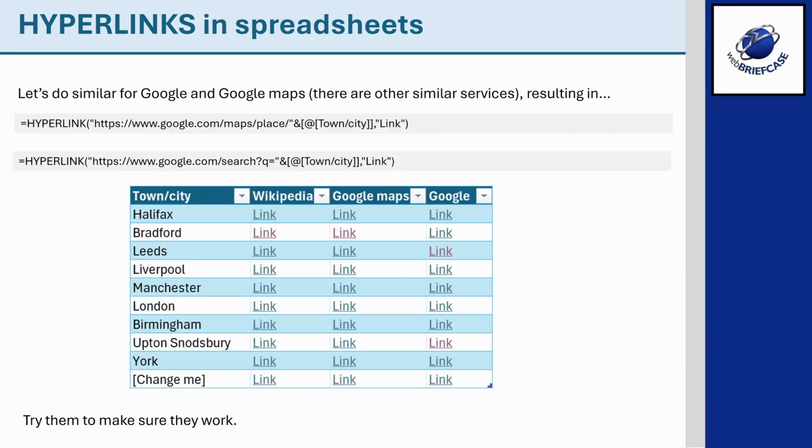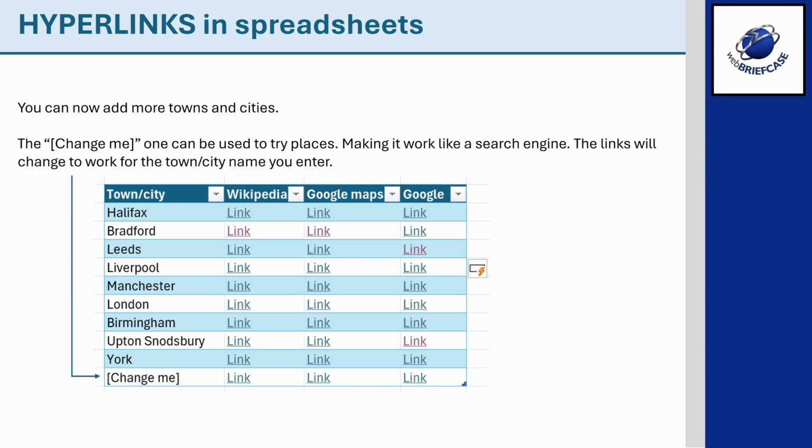Let's do similar for the Google Maps and Google columns. On the screen you can see the formula to use for each one. Try them once you've added them, just to make sure that they work. You can now add more towns and cities if you'd like. The Change Me row can be used to try different places, making it work like a search engine. The links will change to work with the town or city name that you enter.